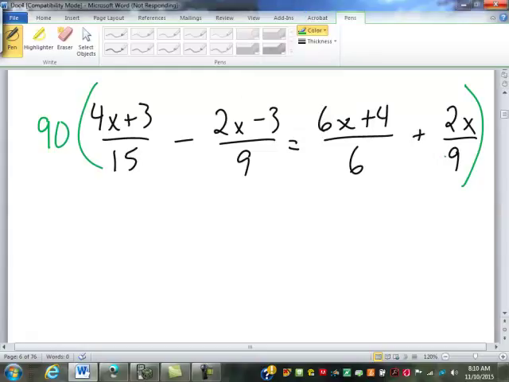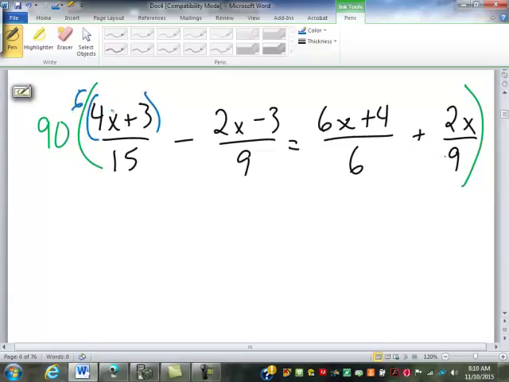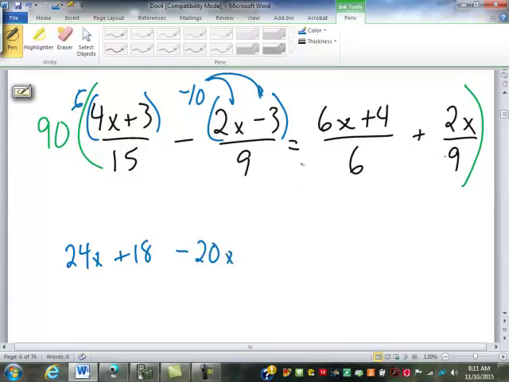6. So I'm just going to multiply this by 6. So 6 times 4 is 24x, and 6 times 3 is positive 18. 90 and 9 cross cancel to make what? 10, right? 90 and 9 divided by 9 to make 1 and 10. There's a negative here, so I'm going to have to multiply this by negative 10. So negative 10 times 2x is negative 20x. Negative 10 times negative 3 is a positive 30.